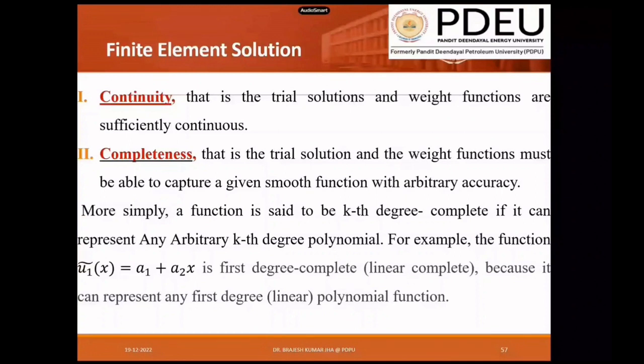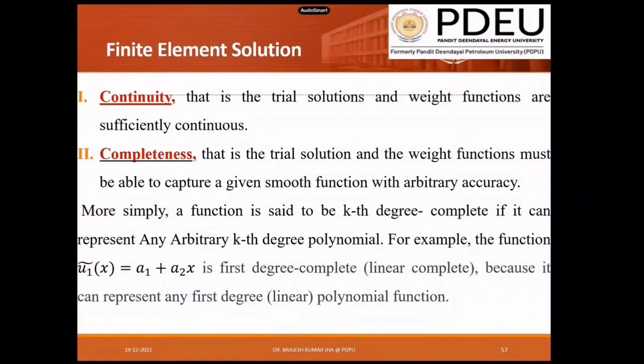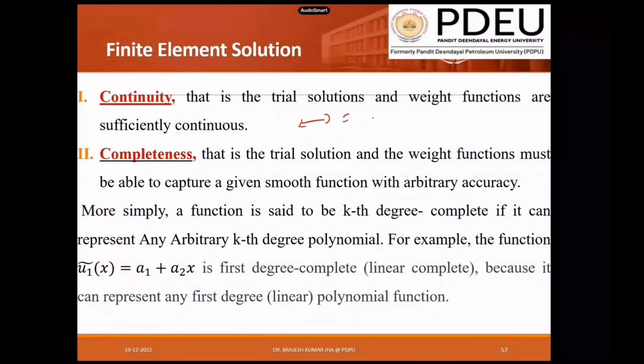The continuity: the trial solution and the weight function are sufficiently continuous. As you know, the element information, if it is linear, can be written as U equals C1 plus C2x. It is continuous in nature. You can write C3x squared if it is quadratic form.